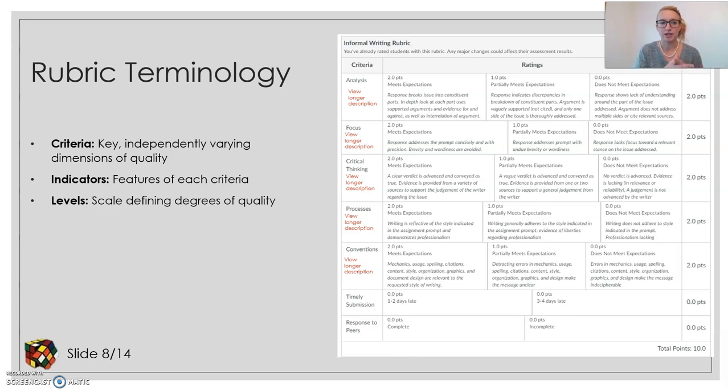And then we want to talk about that scale, defining those degrees of quality. So in this case, we have meets expectations, partially meets expectations, and does not meet expectations. My personal preference is to be really careful with language that talks about exceeding expectations. If something exceeds expectations, that's really beyond what we're asking students to do. We want our students to meet our expectations, and if they exceed it, great. We can make comments on that.